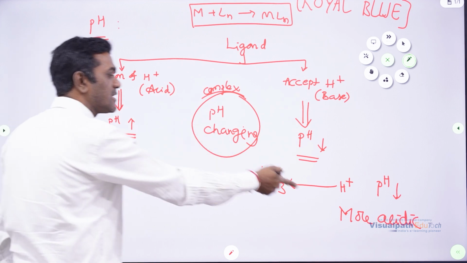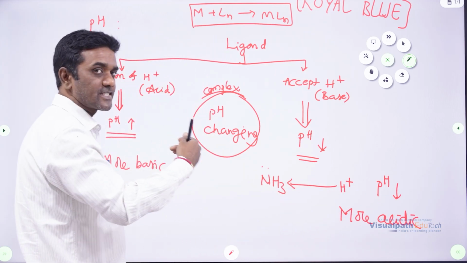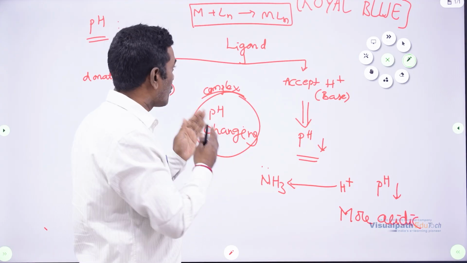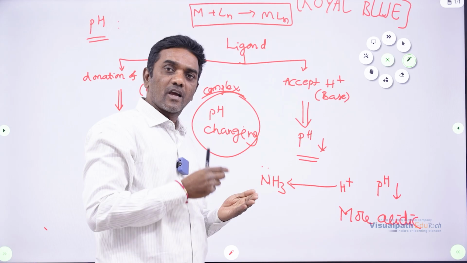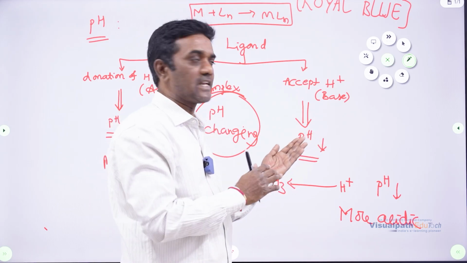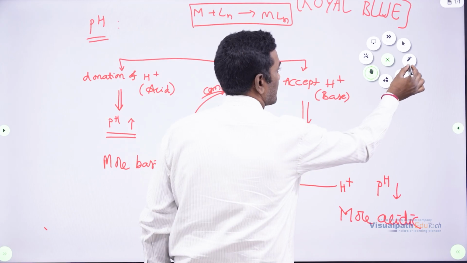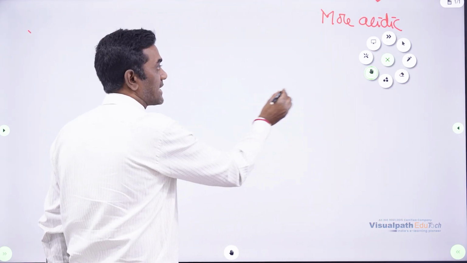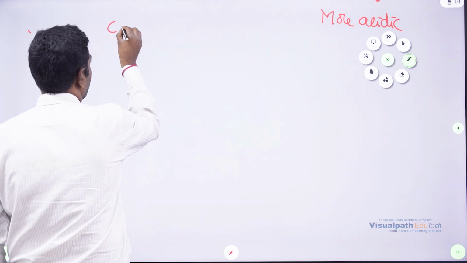So whatever may be the consequences, whether it is more acidic or more basic, that is not the most important point here. Change in pH is important here. So why is the pH changing? Because complex is forming. So the indication of complex from the pH is very clear from here, because pH is changing. Now we are going to discuss conductivity. Based on conductivity, how are we going to identify the formation of complex?